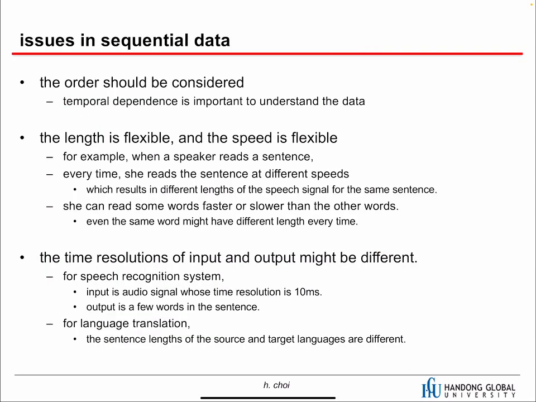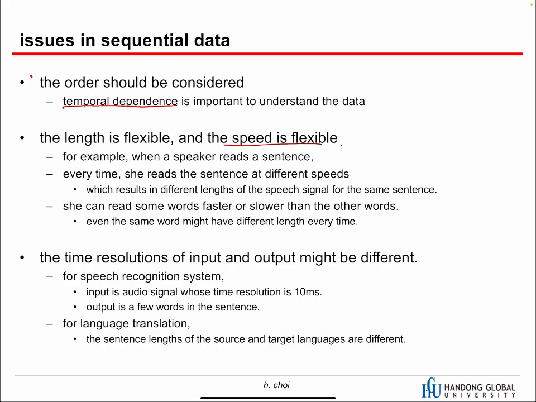When we handle sequential data, there are a couple of basic issues. First, the order should be considered. As I said, this is not IID, so we have to look at the data samples with their dependencies, and especially in sequential data, we have temporal dependencies. Without the temporal dependencies, we cannot understand the data set. So it's important. The next one is length. The length is flexible, and the speed is flexible.